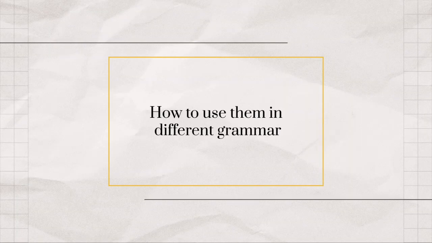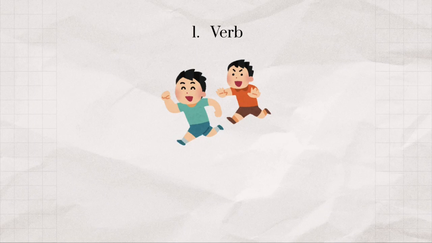So how to use them in different grammars. Now we're going to look into four different kinds of grammar to apply these two different forms. So the first one is verb. From this picture, we could see that these two boys are running together. And run in Japanese is 走る.